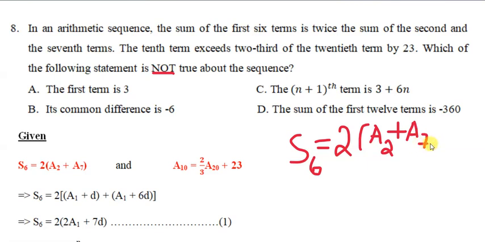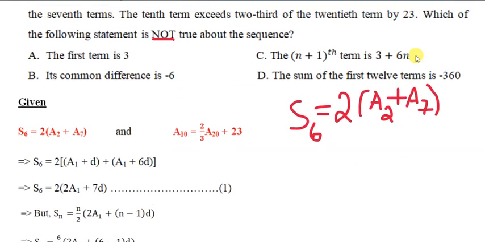Then we formulate these statements. The sum of the first 6 terms is twice the sum of the second and the 7th term. This sentence can be formulated as such. And similarly, we have another piece of information here. The 10th term exceeds 2/3 of the 20th term by 23.